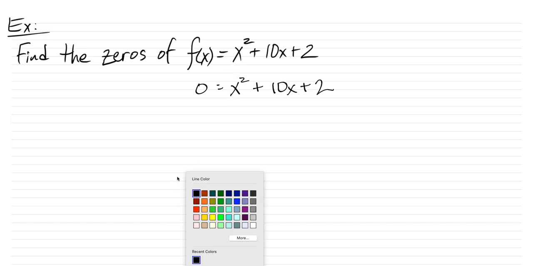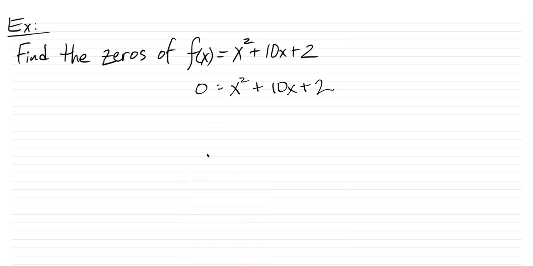Do you remember how to find A, B, and C? Because that's kind of critical for this. A is 1, because it's the number on the x squared, and right, there isn't one. How about B? It's 10. Good. And C is 2. Good.